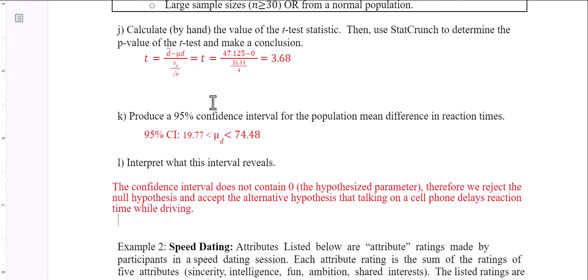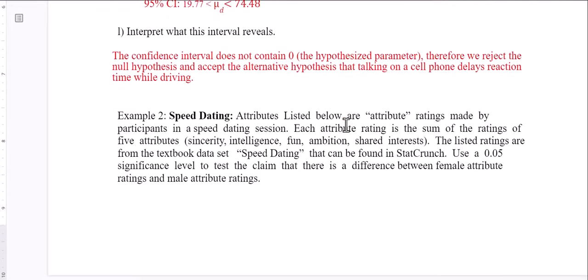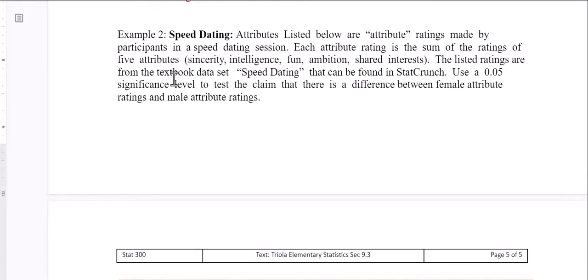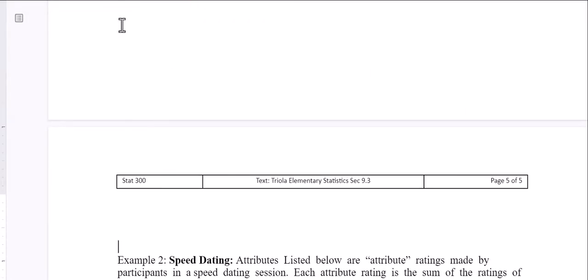The difference when you have two dependent samples is that you can find that pairing, and you're essentially turning a 2-sample test into a 1-sample test because you're looking at the difference already. So the differences become your new data values. Now in this example 2, speed dating, let me just try to get it all on one page.